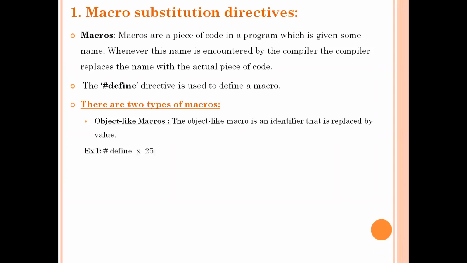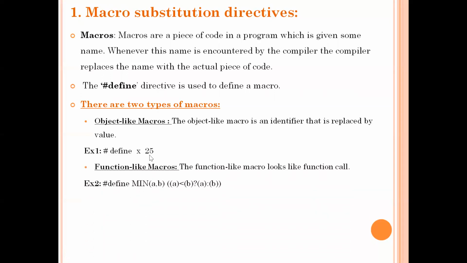To define object-like macros, every macro contains one name, that is an identifier, followed by some value. Whenever you define some value for that identifier, wherever you use that identifier in your program, it will be replaced with the defined value. This is the statement for defining object-like macros. Here I am defining an object-like macro whose name is X and value is 25. So in my program, wherever the compiler identifies X, it will be replaced with 25.